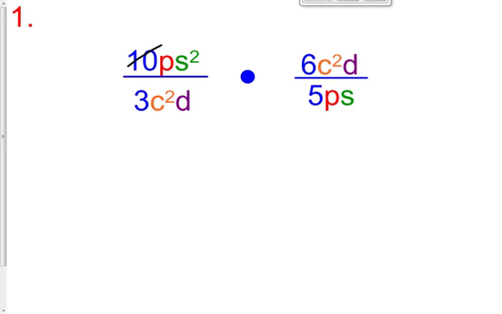So we have 10 divided by 5, which is 2 over 1. 6/3, which is 2 over 1. C squared divided by c squared makes just a 1. Same thing with d divided by d, and p divided by p. And now we have s squared divided by s, making s raised to the first power, or just s.